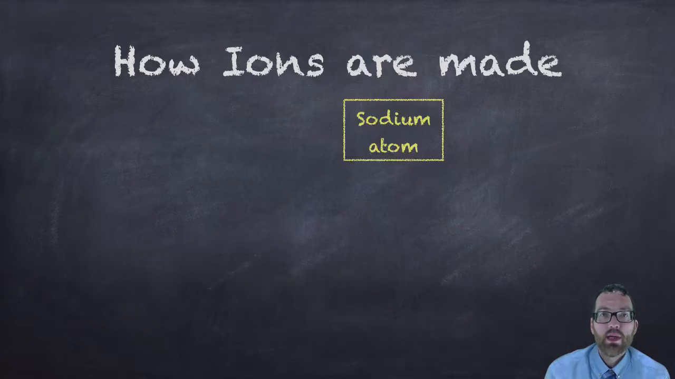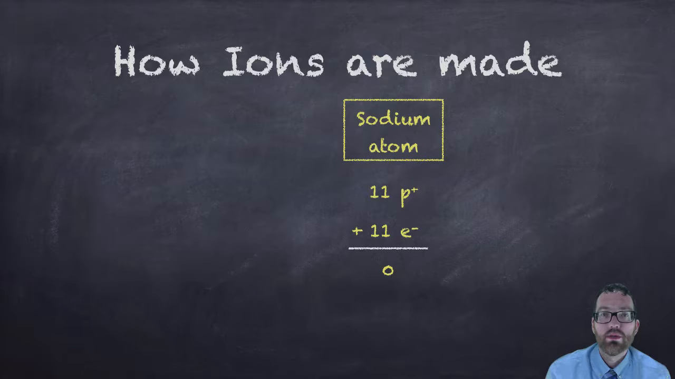So let's talk about how an ion is made. Let's take a sodium atom. Sodium is atomic number 11, so it means it has 11 protons. Remember, the atomic number also equals the number of electrons, so it has 11 electrons. Protons have a positive charge and electrons have a negative charge. So if I have 11 positives and 11 negatives, that's an overall charge of 0, or neutral.